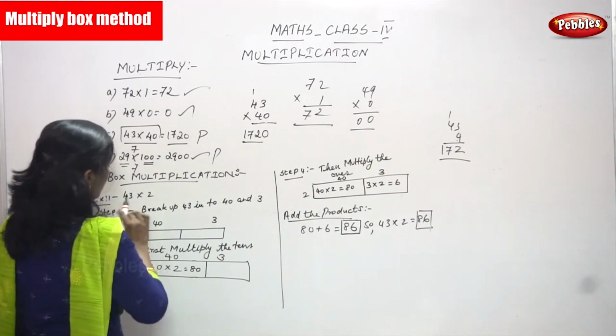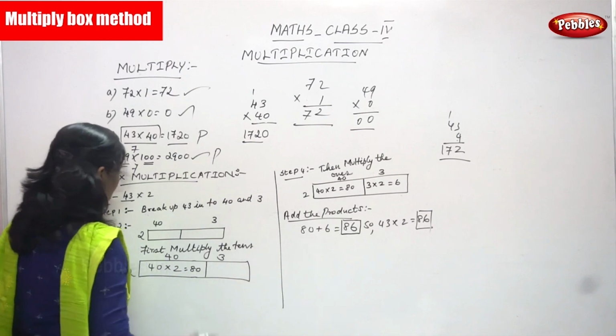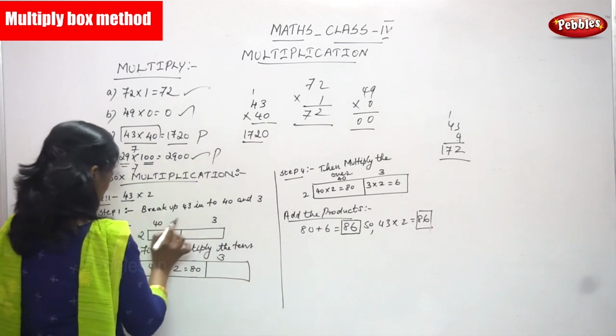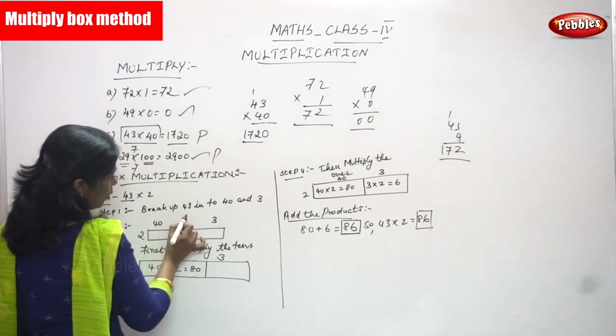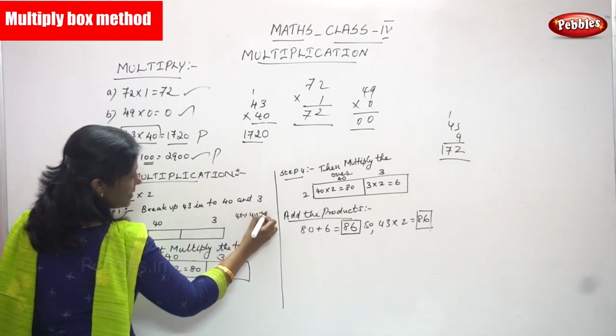43 into 2. First, you have to break up 43 into 40 and 3. This is step 1. You can get 40 plus 3. That is, 43 becomes 40 plus 3.